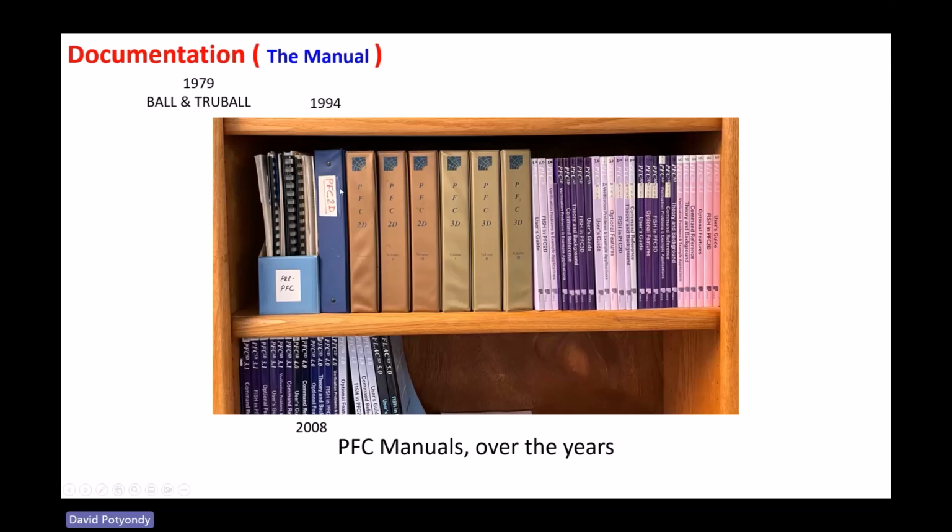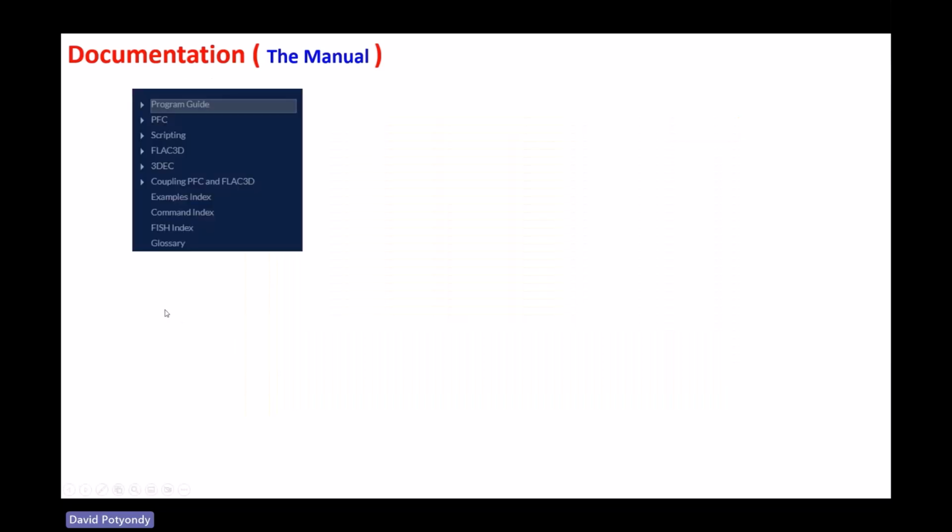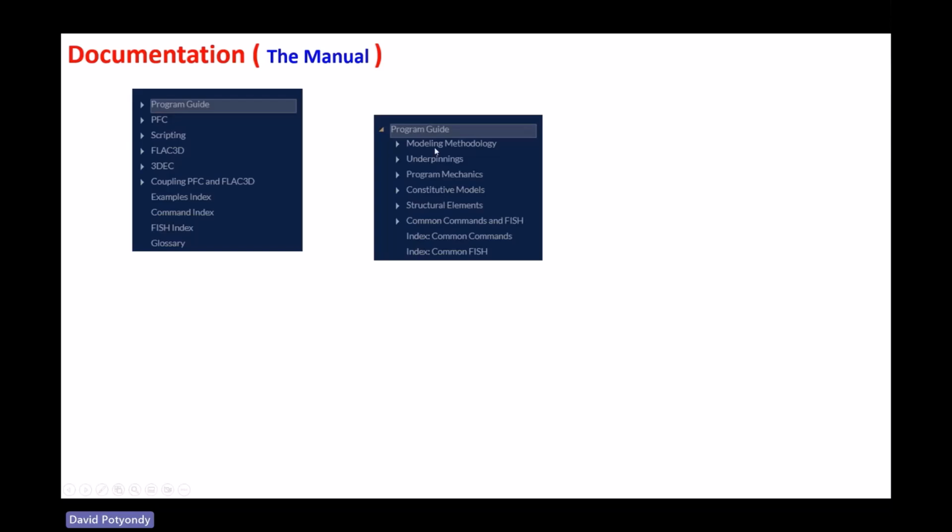Then PFC came out in 1994, and for many years we actually had printed manuals. Eventually, after 2008, we have these manuals embedded in the program. So that's built into the program, and there's quite extensive documentation. All the details about what's going on are described in the manuals. Here's the outer level of the tree structure: the program guide, which talks about modeling methodology, underpinnings, etc.